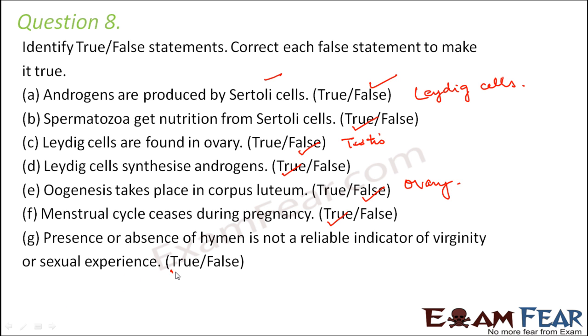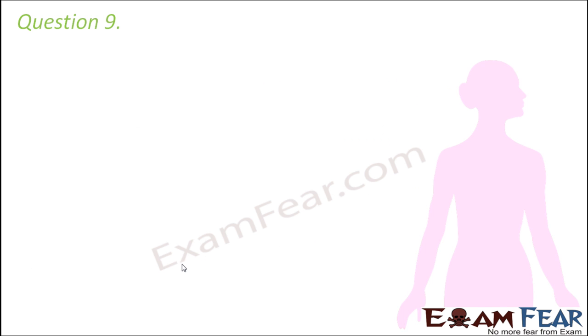Presence or absence of hymen is not a reliable indicator of virginity or sexual experience. Yes, absolutely. That's because hymen is just a partial covering of the vaginal opening. It is not necessary that it gets broken only during a sexual experience. It is also possible that if somebody is performing some heavy exercise or running, jumping, or doing some sort of physical activity, the hymen may break. So that means it is not a very reliable indicator to prove virginity.